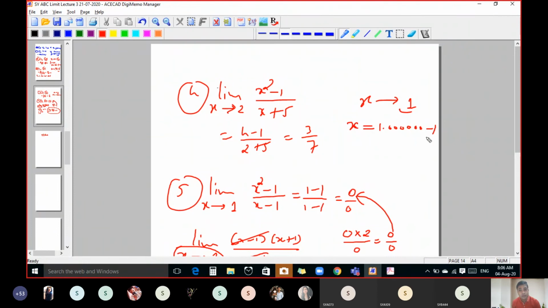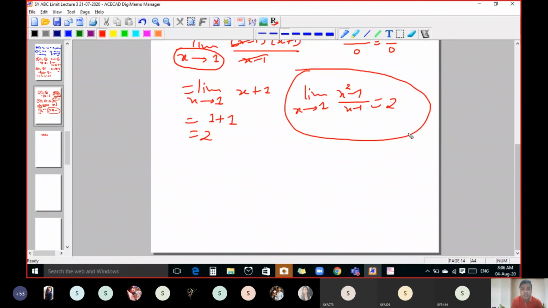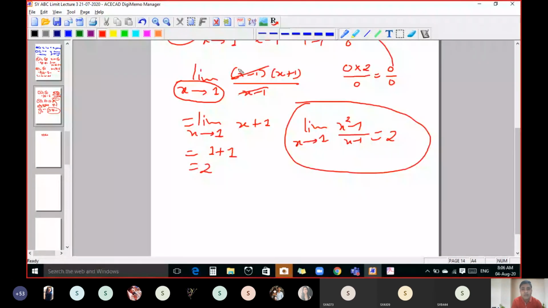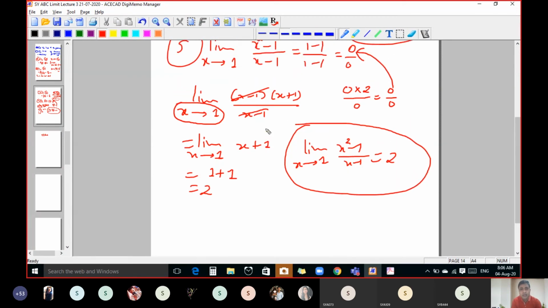1.0000000000001. That is also possible. Or you can say that 0.999999999. That is also valid. But x cannot be 1. It should be nearer to 1, very close to 1, but it should not be 1. And if it is not 1, then we are able to cancel this. Once we cancel this, the left is limit x tends to 1, x plus 1. This is the remaining part.